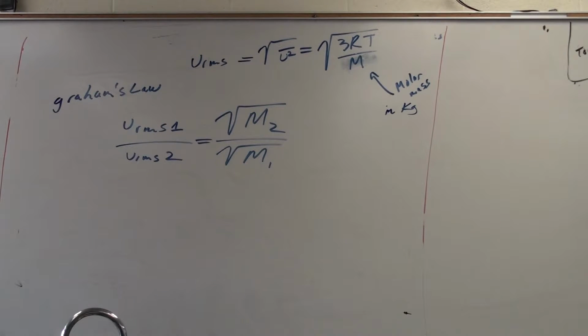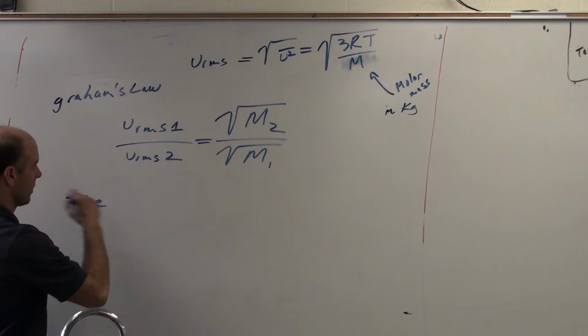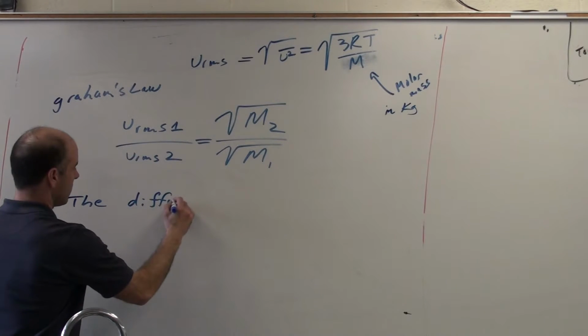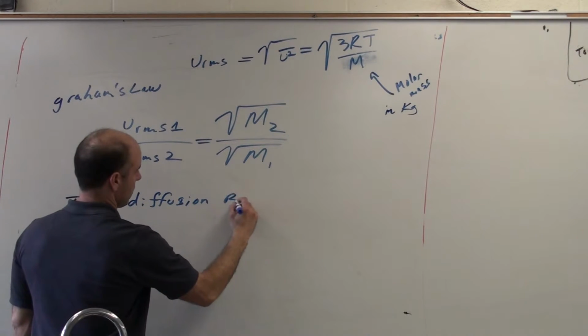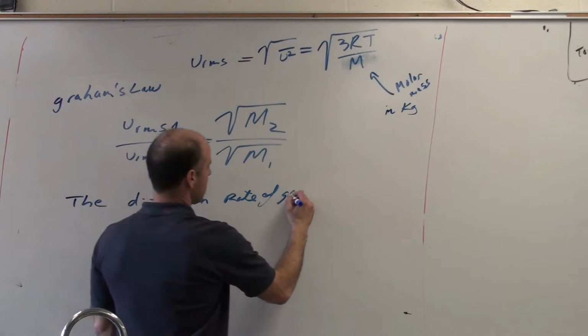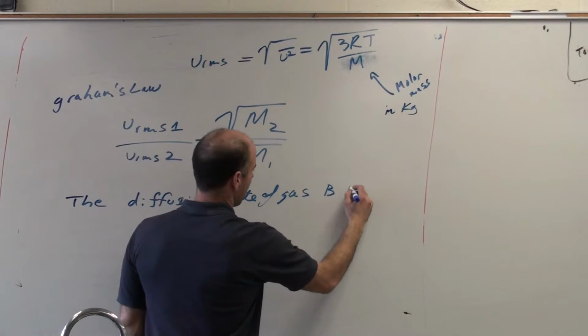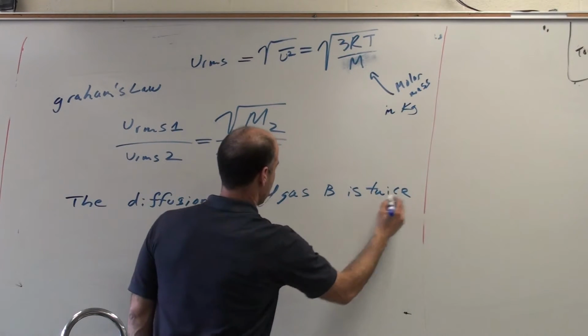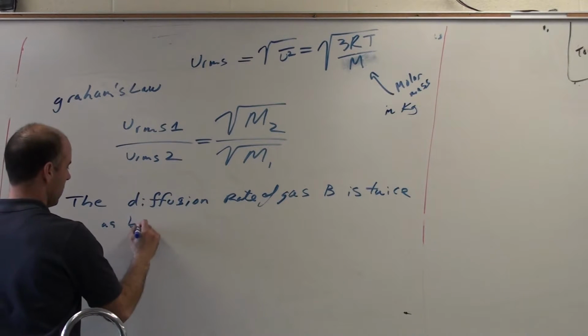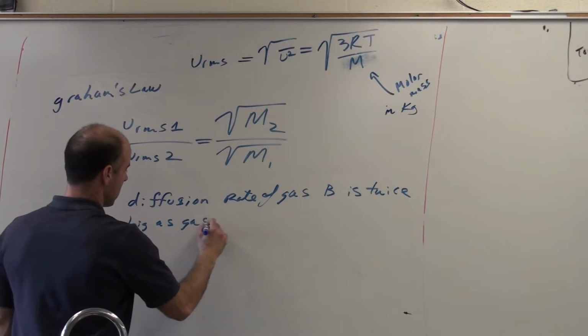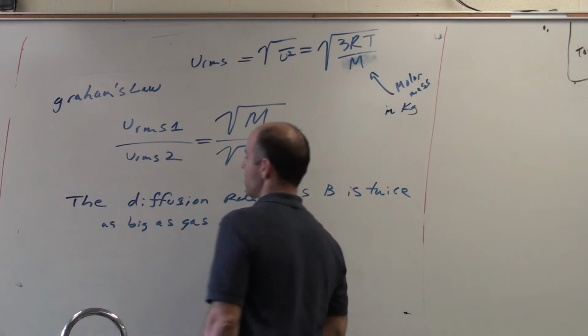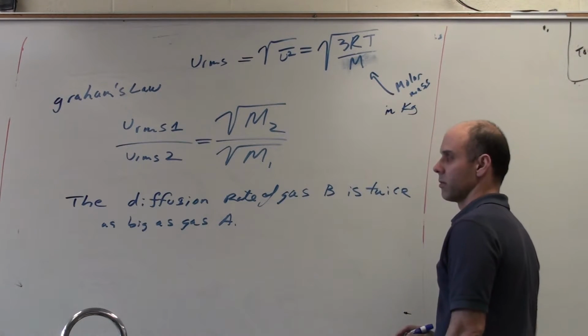So one thing they would like to do to you is something like: the diffusion rate of gas B is twice as big as gas A. What can we say about their relative masses?